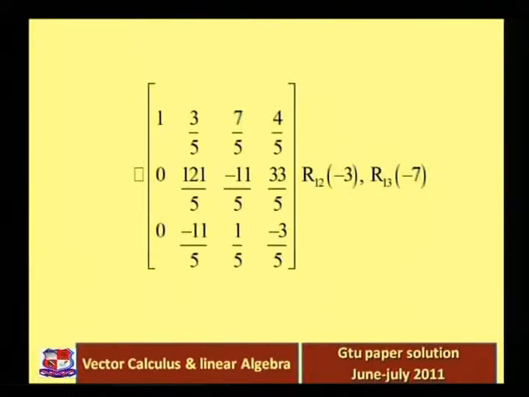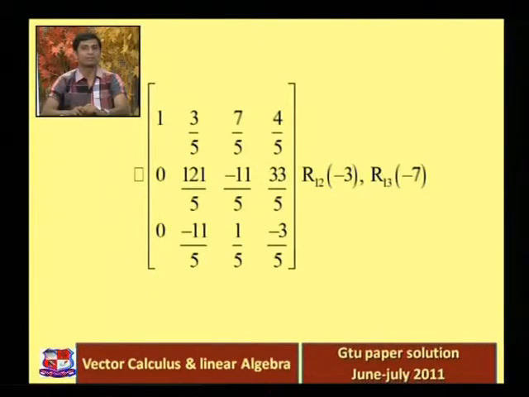So the next process, we multiply the first row with minus 3 and add it to the second row. We multiply the first row with minus 7 and add it to the third row. So the first row is as it is, 1, 3 by 5, 7 by 5, 4 by 5. The second row is 0, 121 by 5, minus 11 by 5, 33 by 5. The third row is 0, minus 11 by 5, 1 by 5, minus 3 by 5.